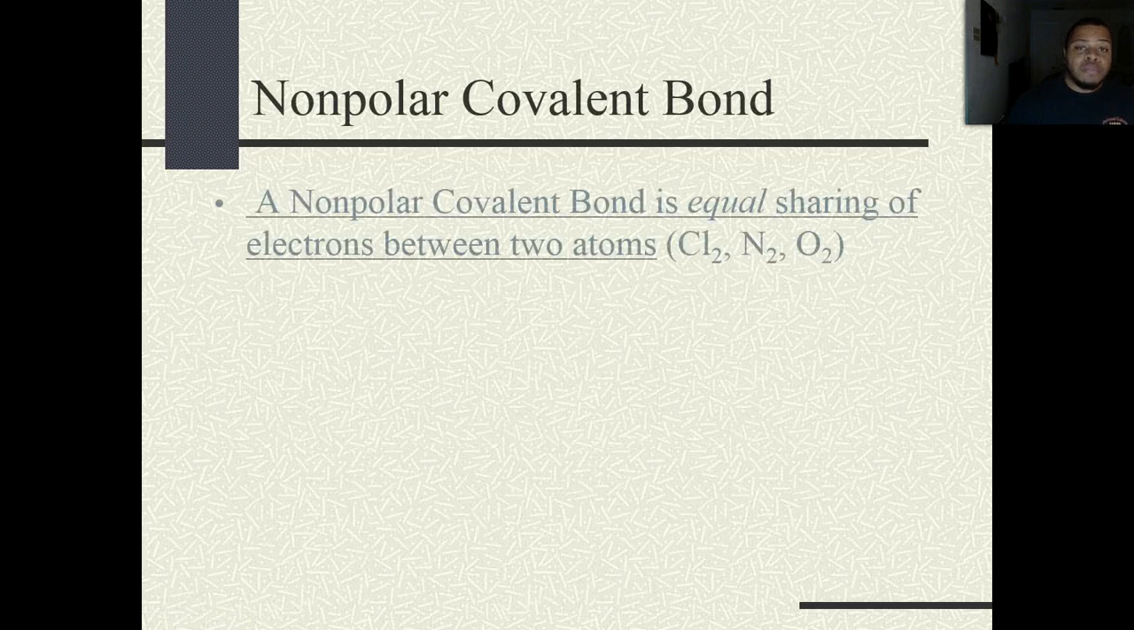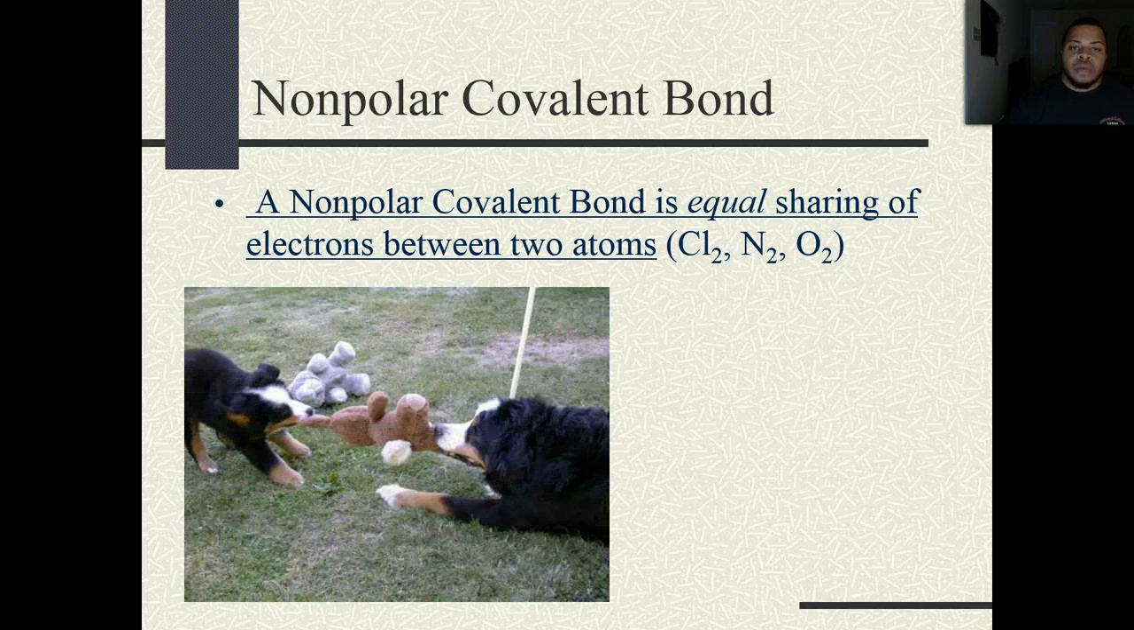Now, nonpolar covalent bonds are going to be equal sharing of electrons between 2 atoms. Some examples here given are Cl2, N2, and O2. Now, this is tug of war, but again, it's between 2 sides that are basically about the same strength.